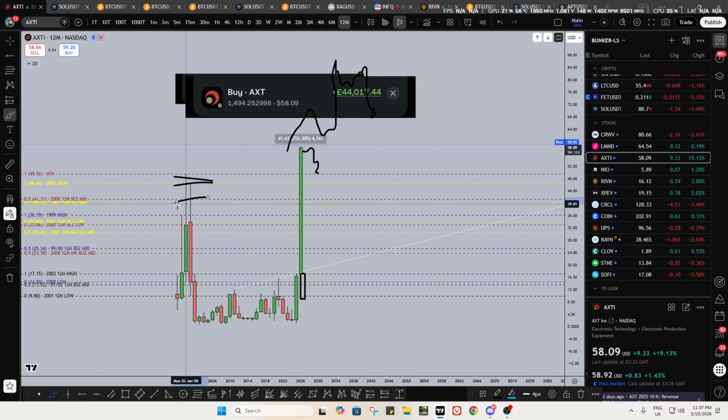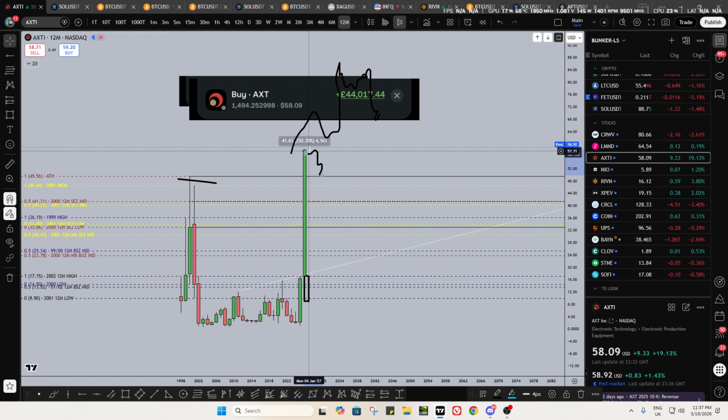Now you've got loads of POIs within this zone. So think about it like this. I'm just going to draw one box for you. There you go. That area right there. It does not matter if you missed this move up.